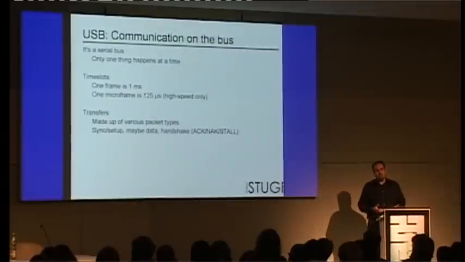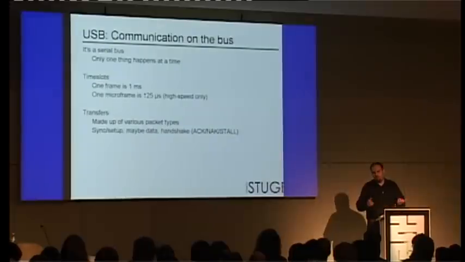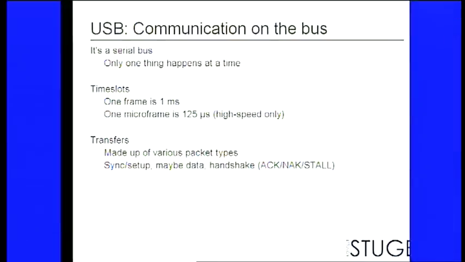Communication. USB is a serial bus, as the name says. That means that only one thing happens at a time, even though there are these hundred-odd devices. It's broken down into time slots. There's a concept of frames, the minimum communication atom on the wire. It's 1 millisecond for low speed and full speed, and for high speed communication it's 1/8 of a millisecond, so 125 microseconds, called a microframe.